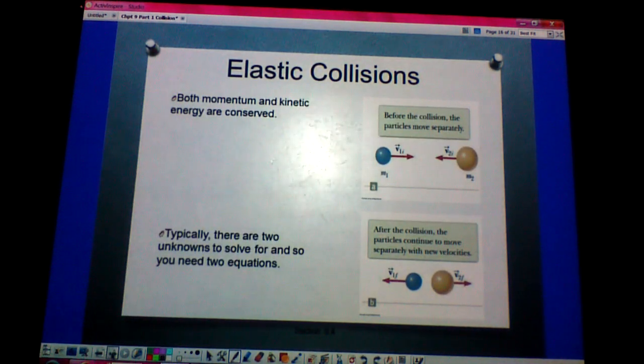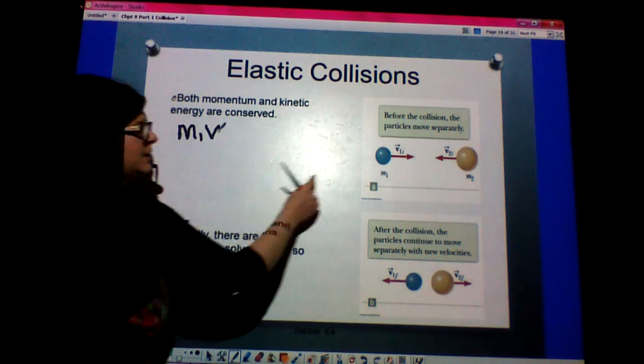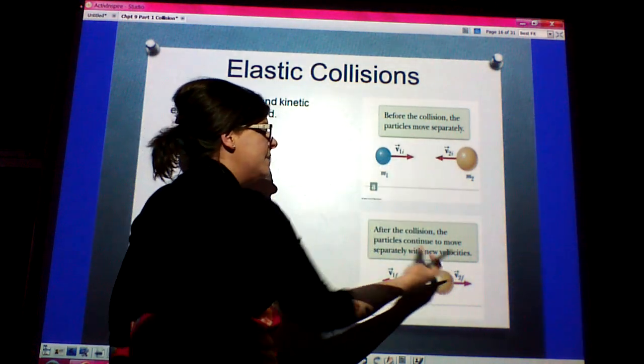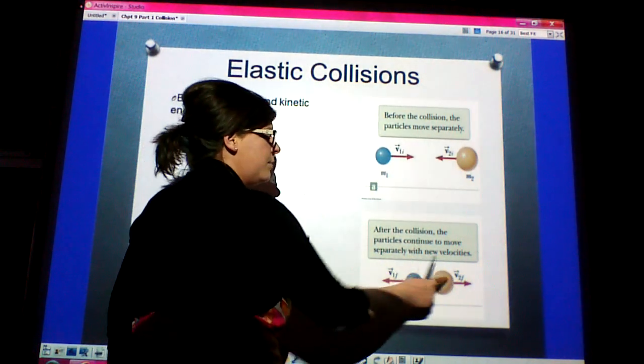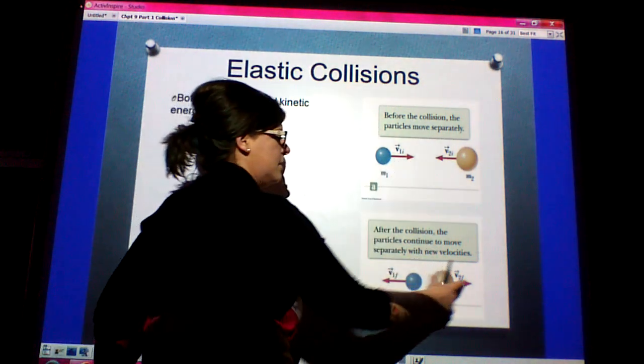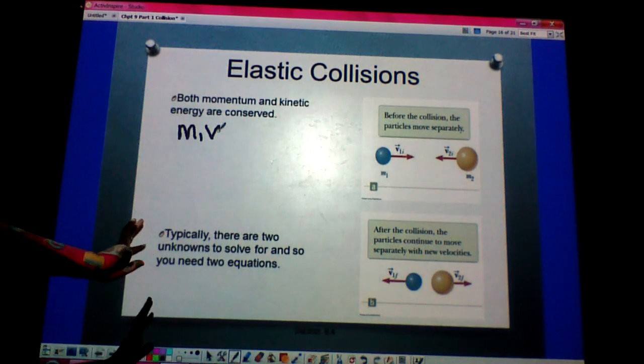Now in an elastic collision, we know that both momentum and kinetic energy are conserved. So for an elastic collision, I'm going to have two masses colliding with one another, and they both have an initial velocity. They're going to bounce off one another and move back in opposite directions from when they collided.